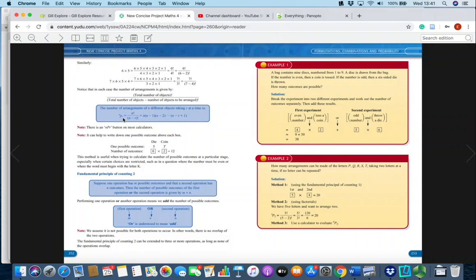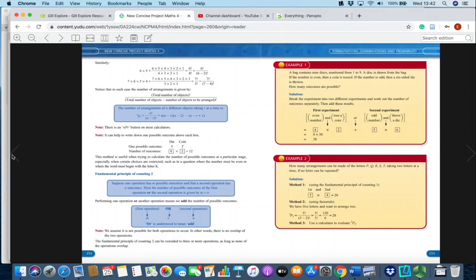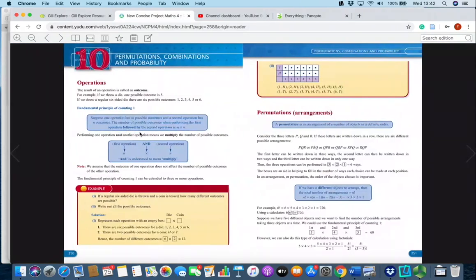Okay, fundamental principle of counting 2. Suppose one operation has m possible outcomes and that a second operation has n outcomes. Then the number of possible outcomes of the first operation or the second operation is given by m plus n. What's the difference? It's the wording.